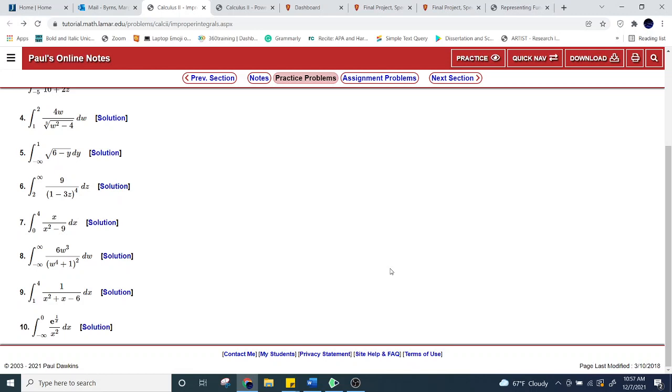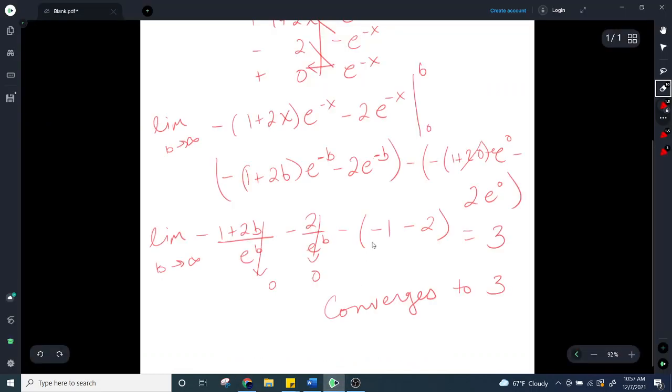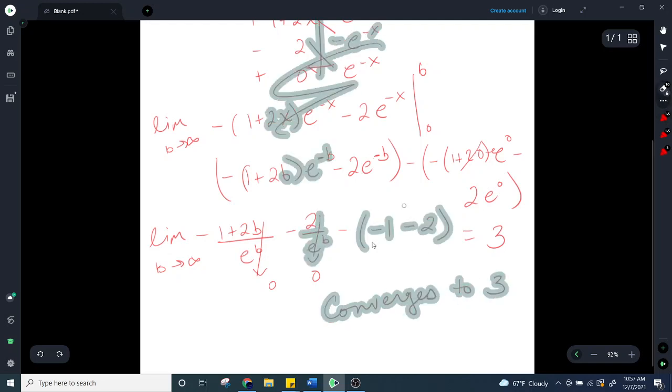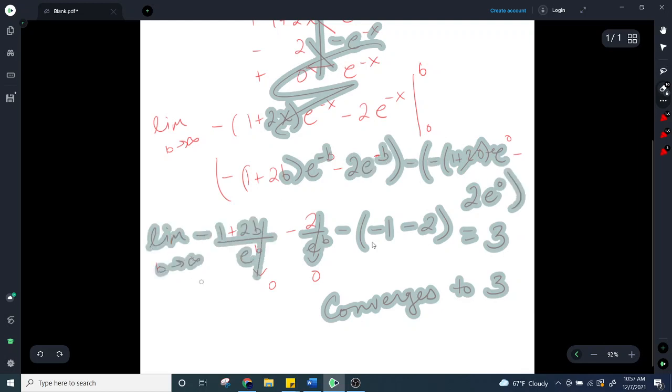We've got x squared plus x minus 6. Let me come back over here. Let's erase our board here. And let's take a look at number 9 on that same page.